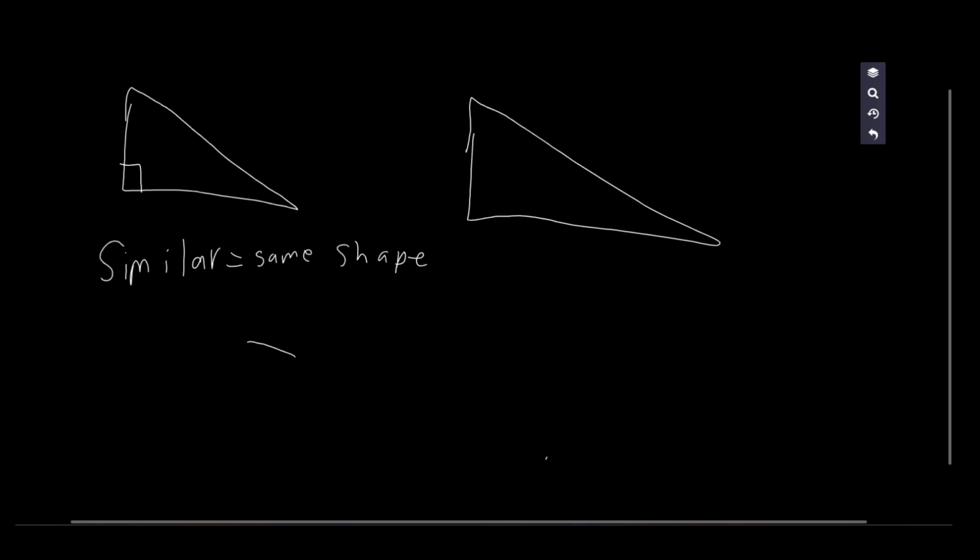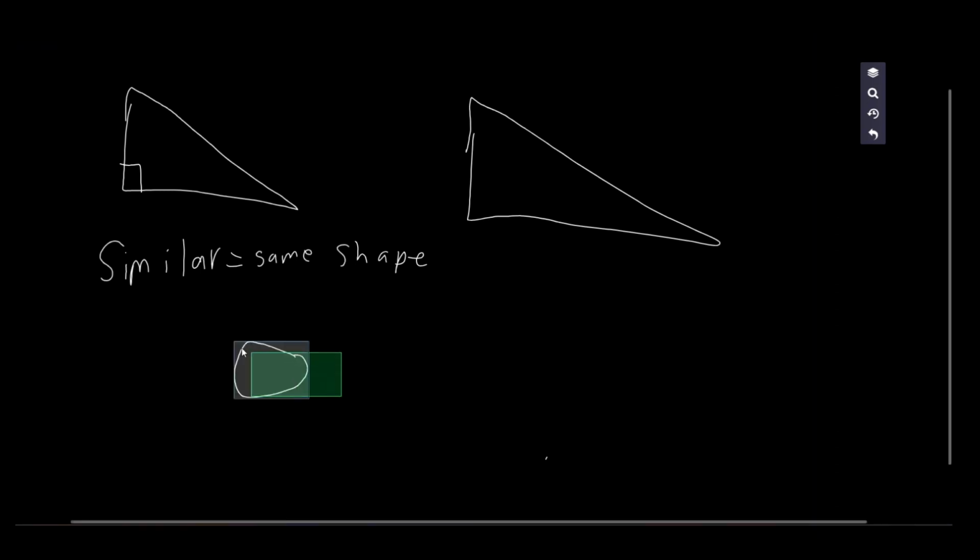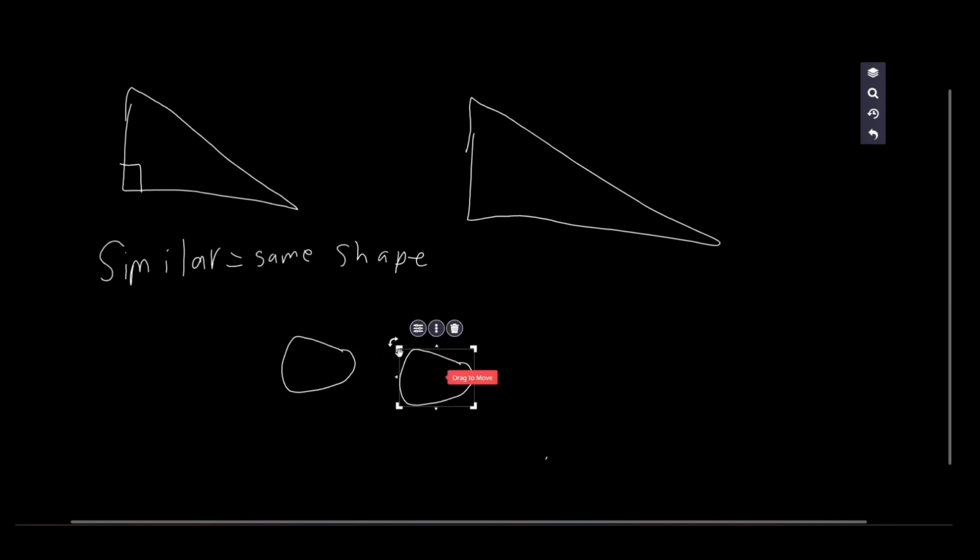Let's say we have this shape here, and this shape is similar to this shape if I scale this up. These two have the same shape, but they don't necessarily have the same size, and that's what makes it similar. Technically, similar objects can have the same size, but it doesn't need to. It just needs to have the same shape.